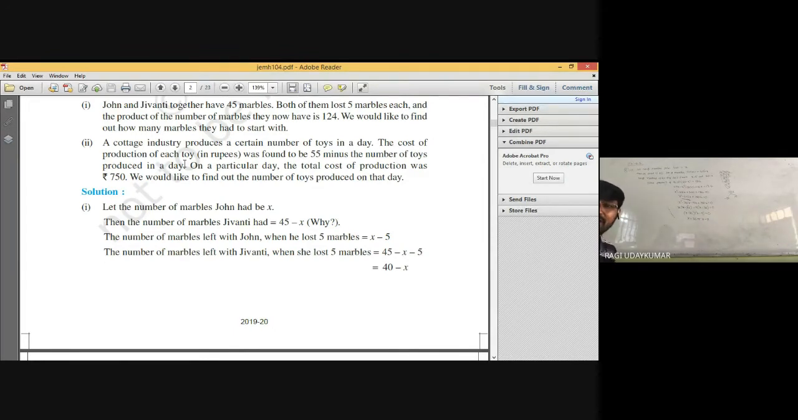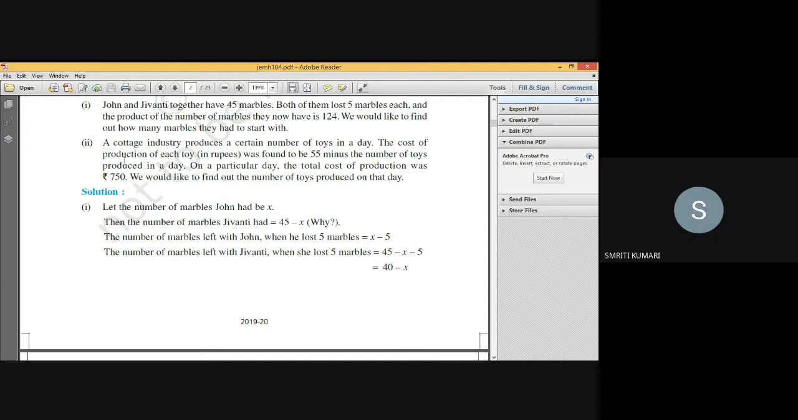But in the previous problem that we solved, the two answers are the same. But you can write: if John has 9 marbles, then Genevieve has 36 marbles. If John has 36 marbles, then Genevieve has 9 marbles. If x is equal to 36, John has 36 marbles, Genevieve has 9 marbles. If x is equal to 9, John has 9 marbles, Genevieve has 36 marbles. That's the difference. Like that, you have to write clearly. Is it okay? Yes, sir.